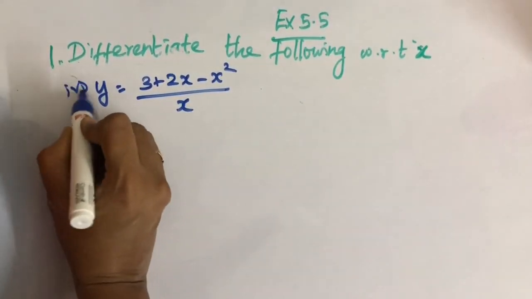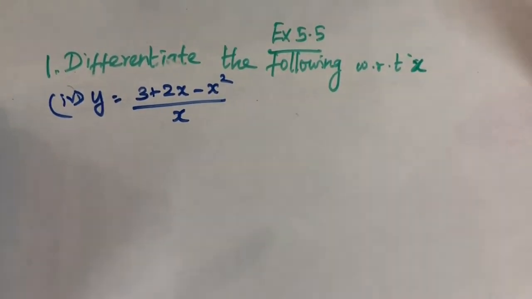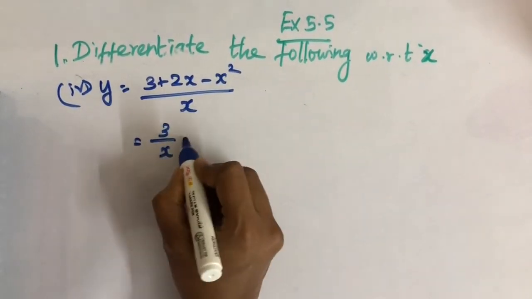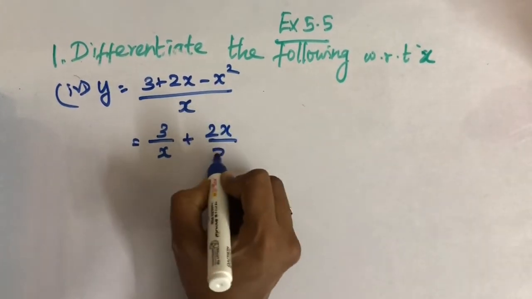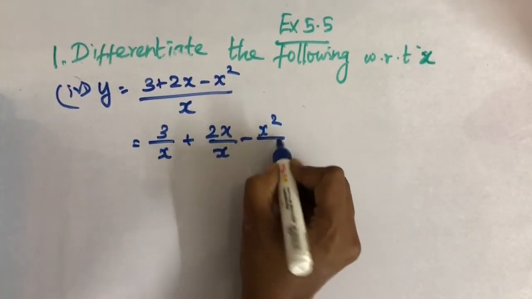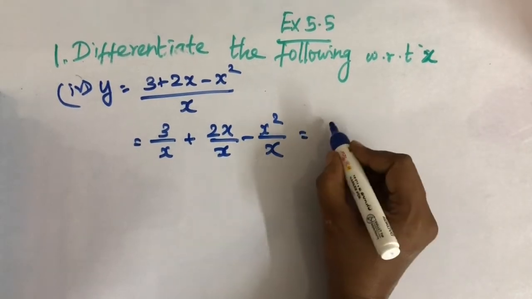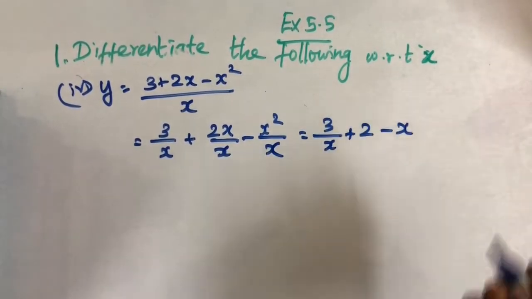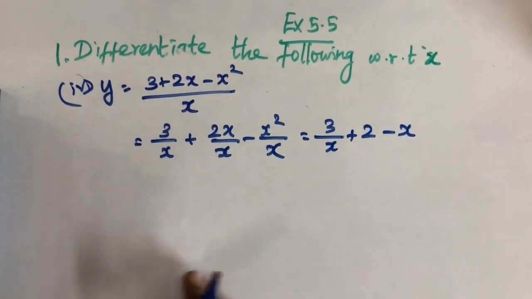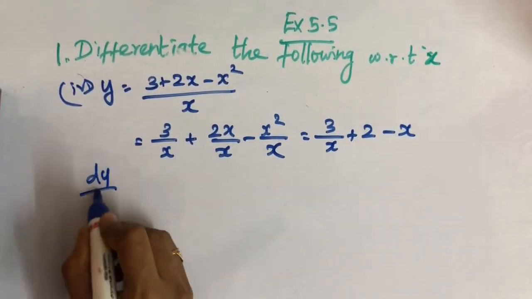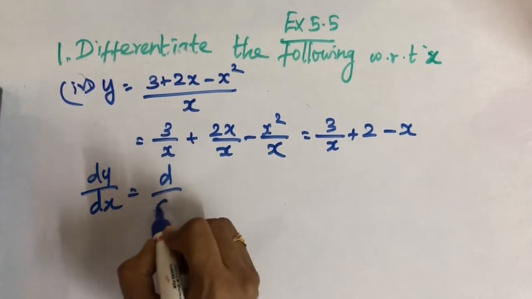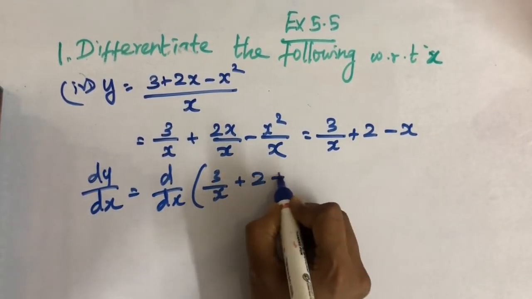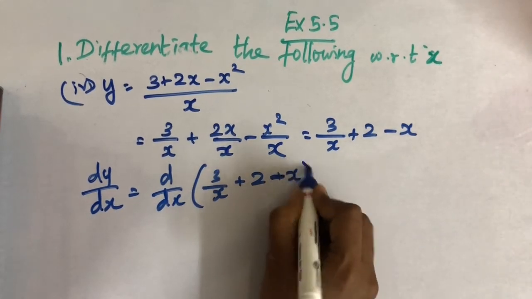Fourth one, y is equal to 3 plus 2x minus x square. So I can write it separately: 3 by 2x plus 2x by x minus x square by x. So that is equal to 3 by x plus 2 minus x. Now we can differentiate it. dy by dx, that is d by dx of the whole expression 3 by x plus 2 minus x.